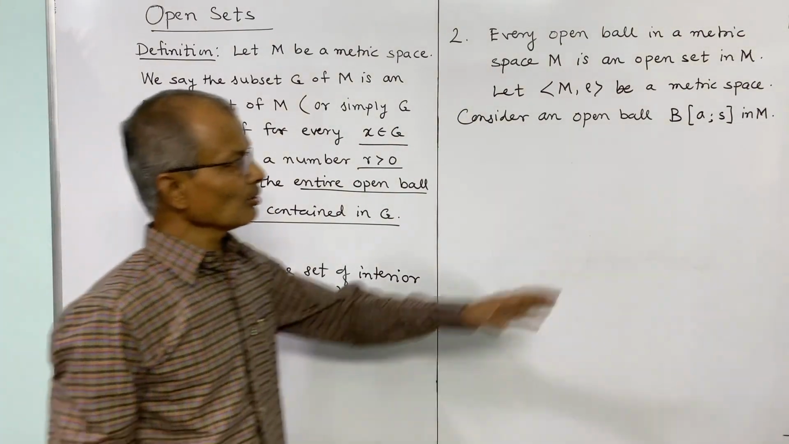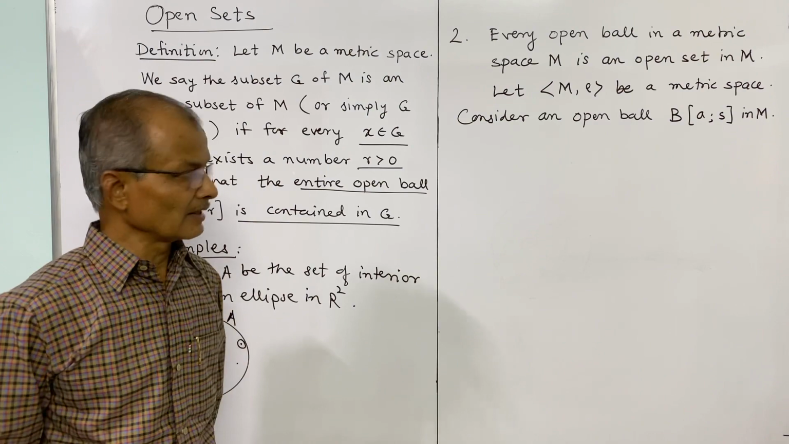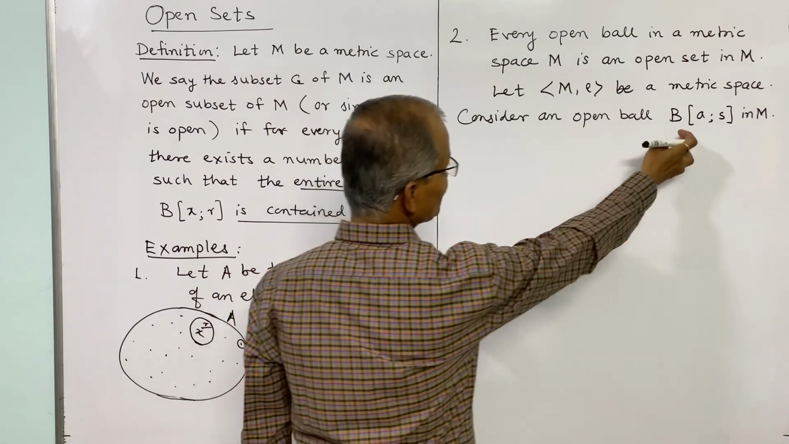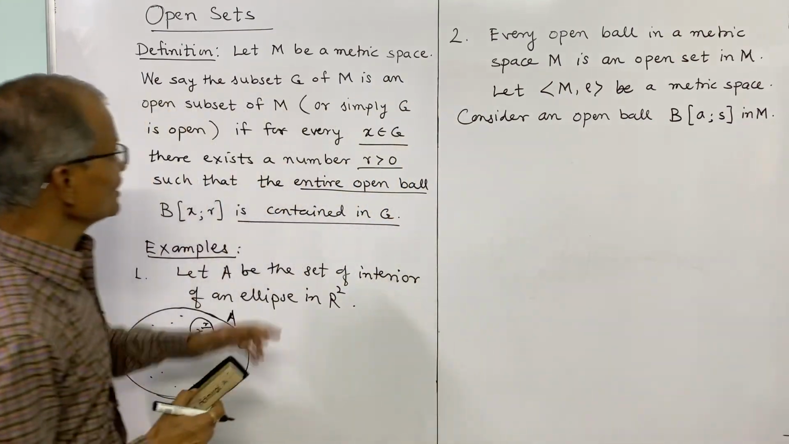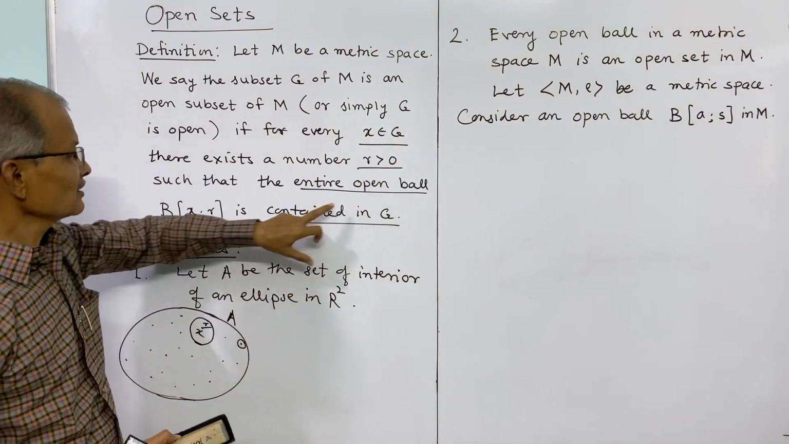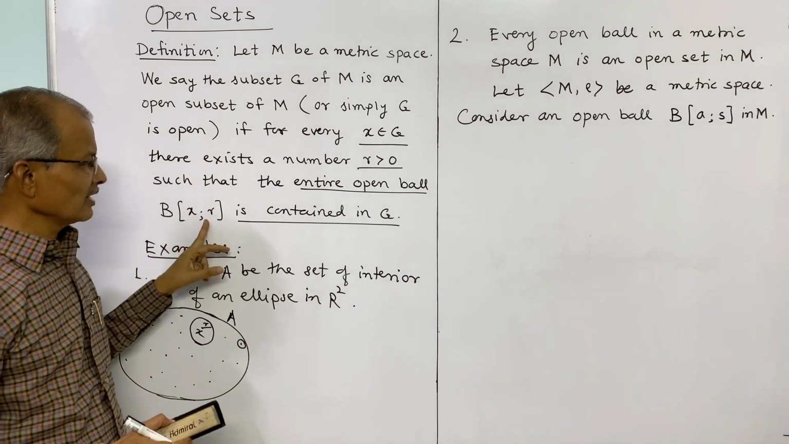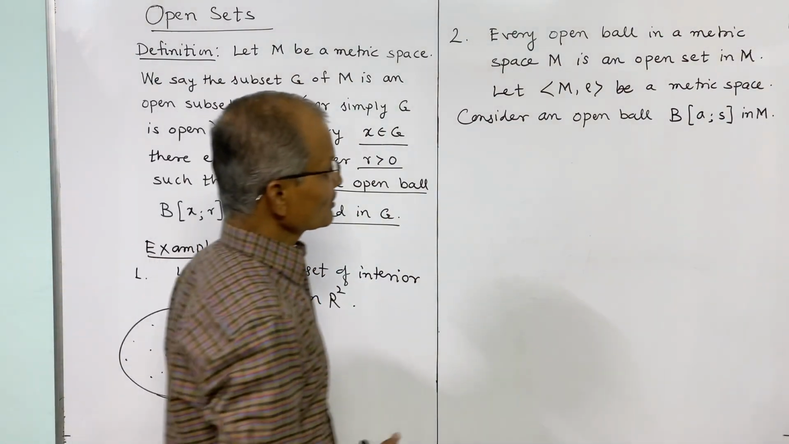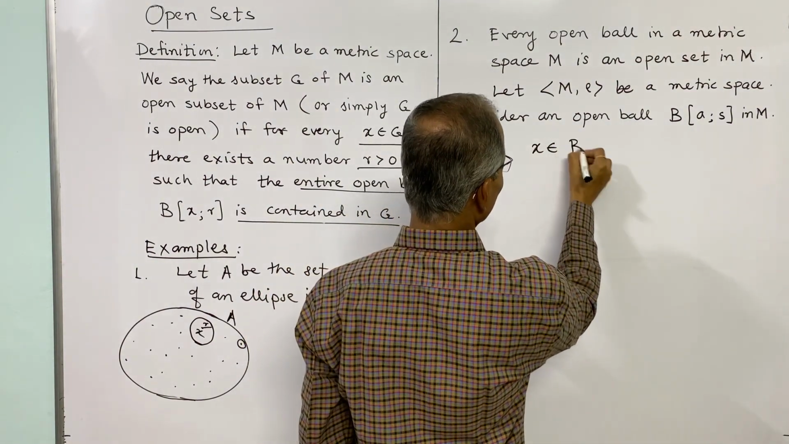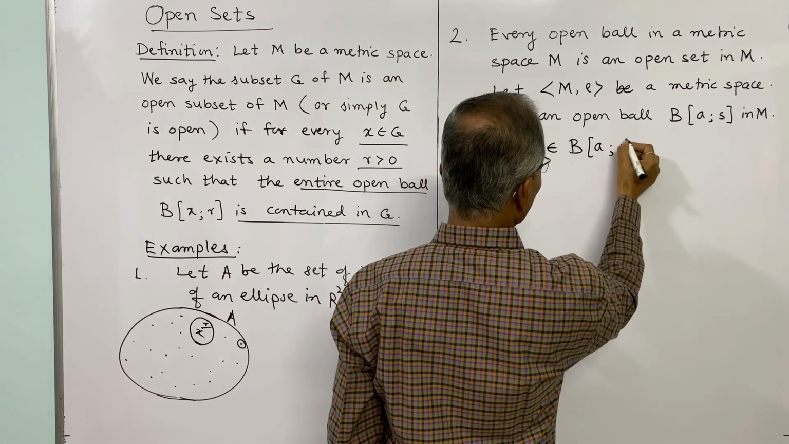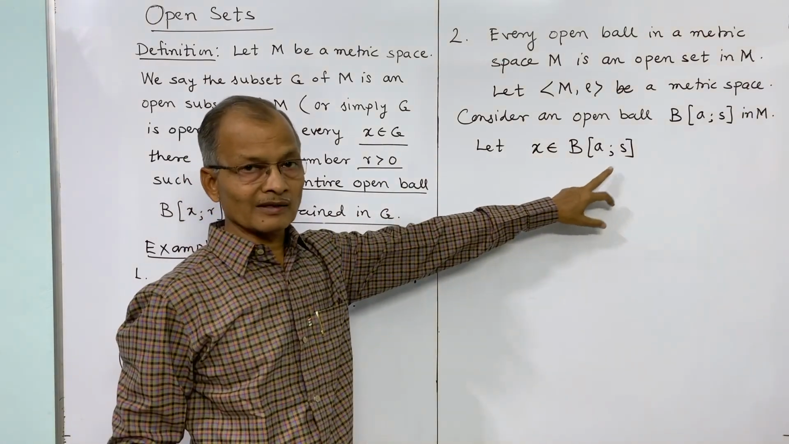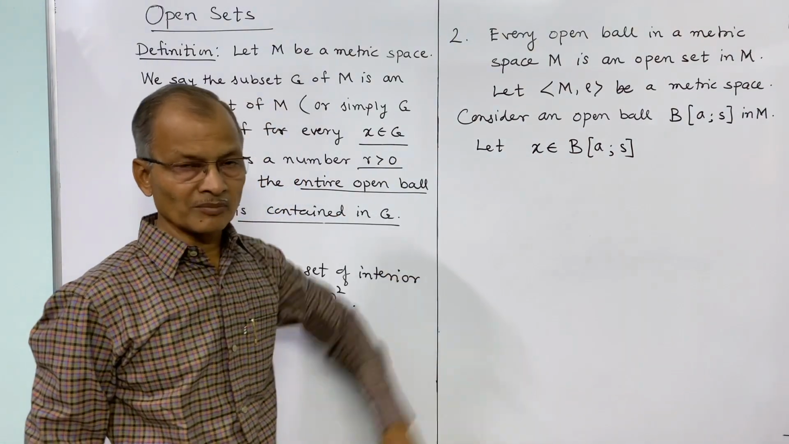Now we want to show this open ball is an open set of M, and for that purpose we have to consider that x belongs to this open ball. So that is the condition: x belongs to G. When G is open, for any point in G we can construct an open ball around that point, which is again contained in G. So further we will let x belong to this open ball. Then we have to show that an open ball around x is again contained in this open ball. Then that open ball will be an open set.